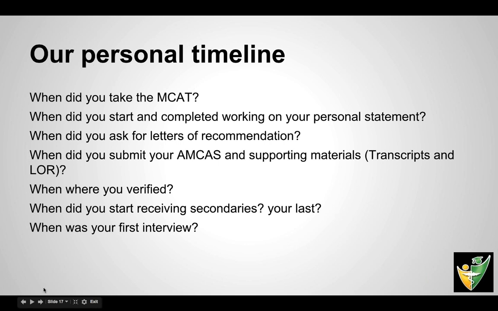Letters of recommendation, I asked like end of May, early June. I had sent all my supporting materials, such as transcripts, before I actually submitted my AMCAS. So as soon as my AMCAS got there, it was early July. My verification process didn't take that long. I think I was verified within 3 weeks or so. I started receiving secondaries that same day that I was verified, and like Alfonso said, they came pretty consistently.